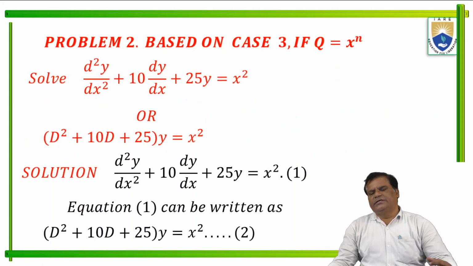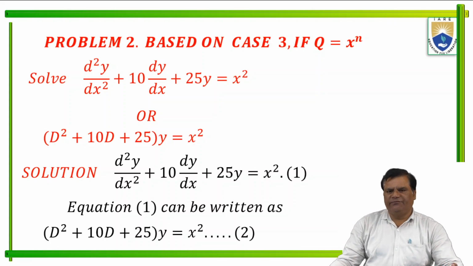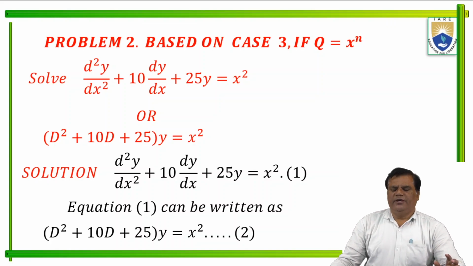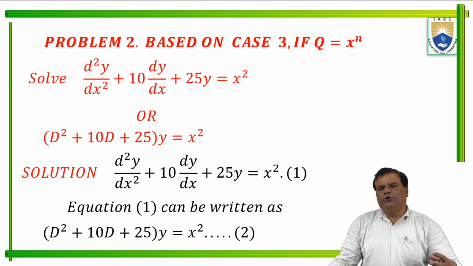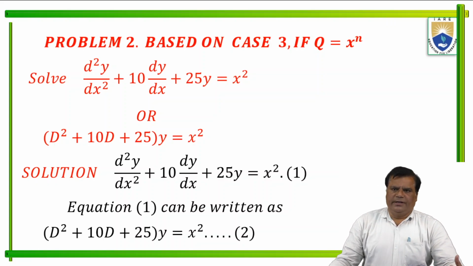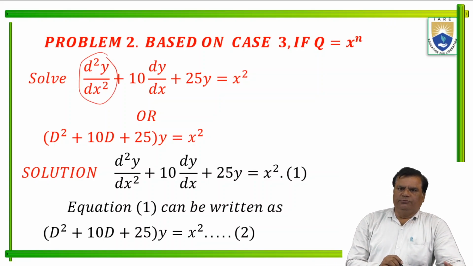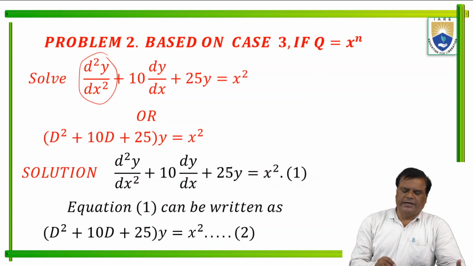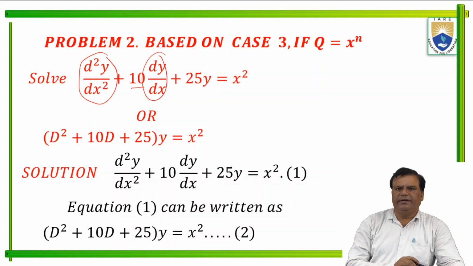Next, I want to discuss the same type of problem, problem 2, based on case 3, if Q is x to the power n. Again we are solving the same kind of problem. The problem is different, but the method is the same. If Q is x to the power n, an algebraic function, then how can we find the complete particular integral? So I am solving the next problem. d2y over dx2, the second derivative, plus 10 dy over dx, the first derivative, plus 25y is equal to x square.